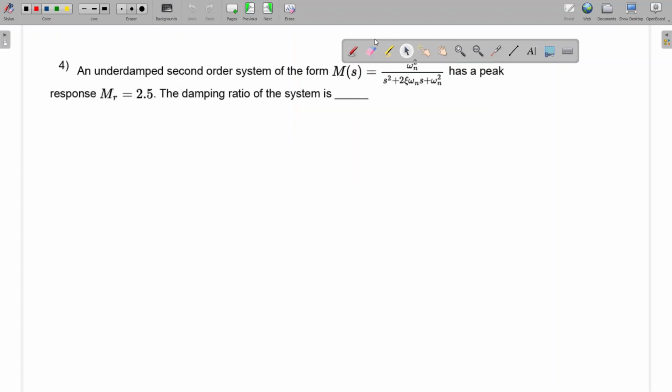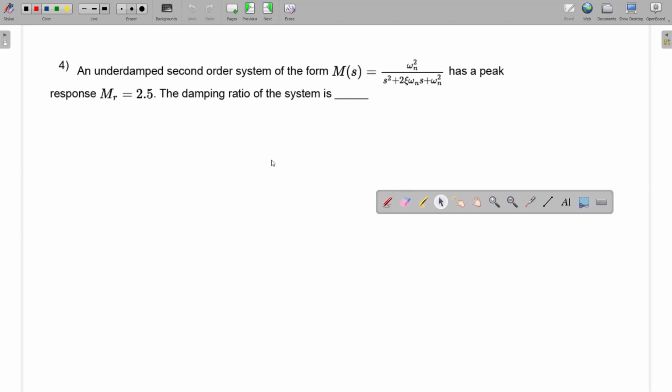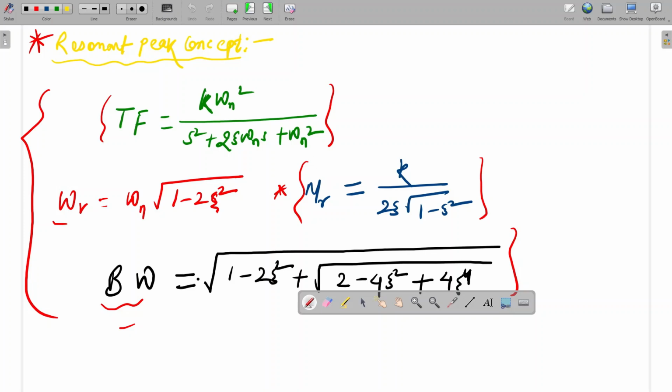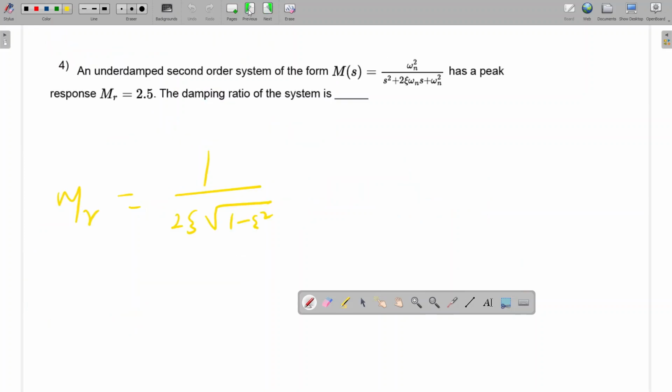MR is given, the resonant peak is given. So what will be the damping ratio? MR formula we know, MR is equal to 1 upon 2 zeta square root of 1 minus zeta square. Here K is 1. So 1 by 2 zeta square root of 1 minus zeta square is equal to 2.5. So what will be the zeta value? I am also calculating, you can also try. We can solve this quadratic equation.